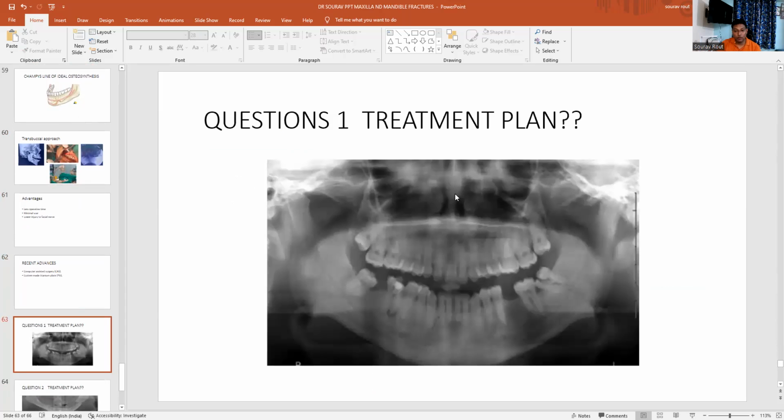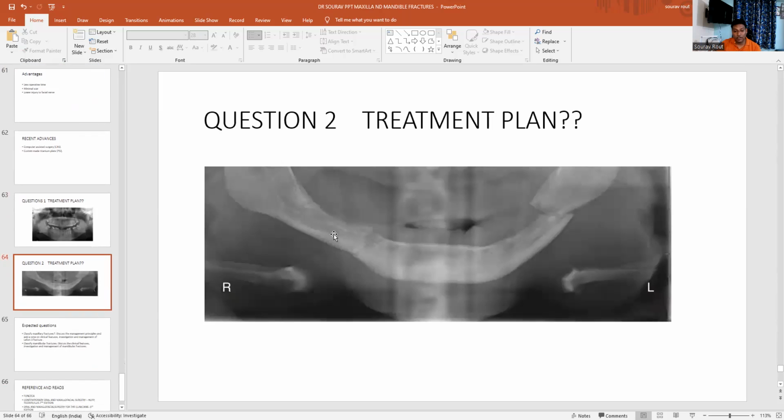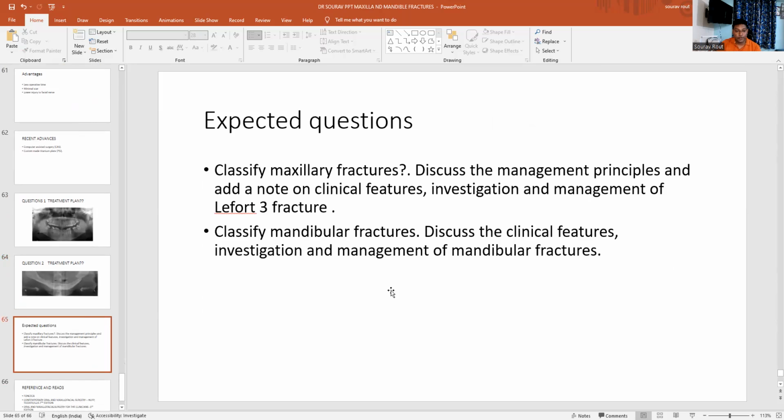Now coming to question 1, as you can see from this picture, what is the diagnosis and what is the treatment plan for this? Second question, as you can see from the picture, what is the diagnosis of this and how will you manage this patient, whether by closed reduction or open reduction, and you have to justify this. Expected questions which are going to come in exams.